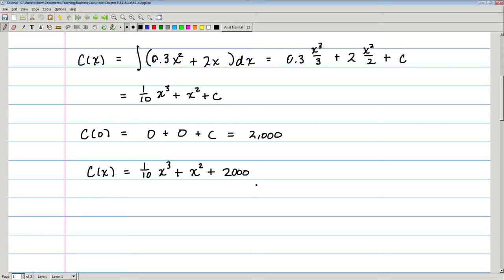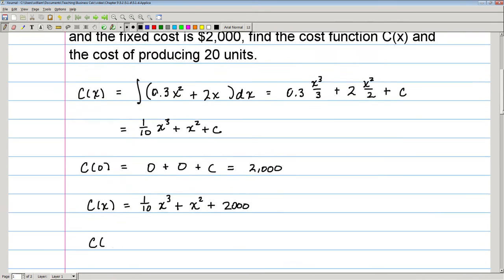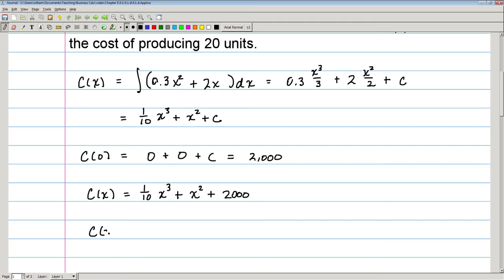Now that we have the cost function, we can figure out the cost of producing, say, 20 units. The cost of 20 units will be 1/10 of 20 cubed plus 20 squared plus 2,000.